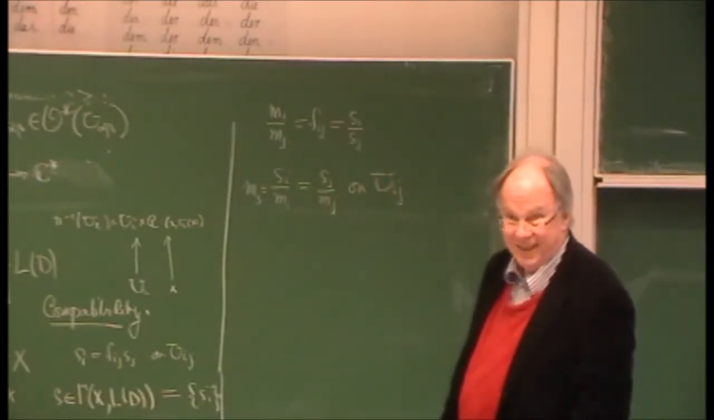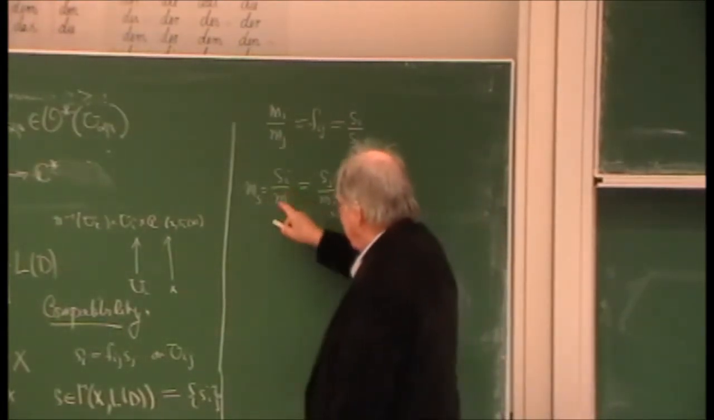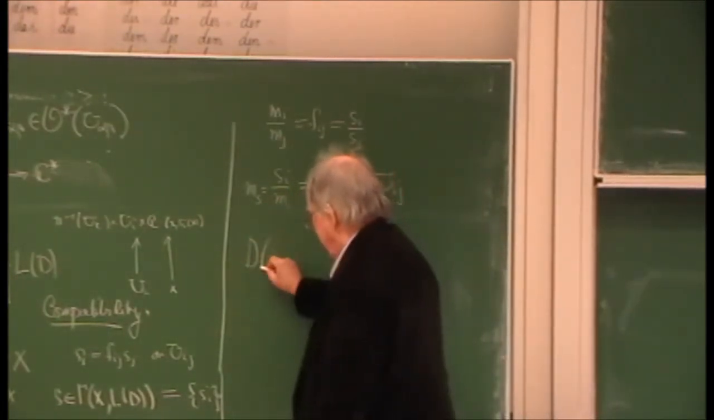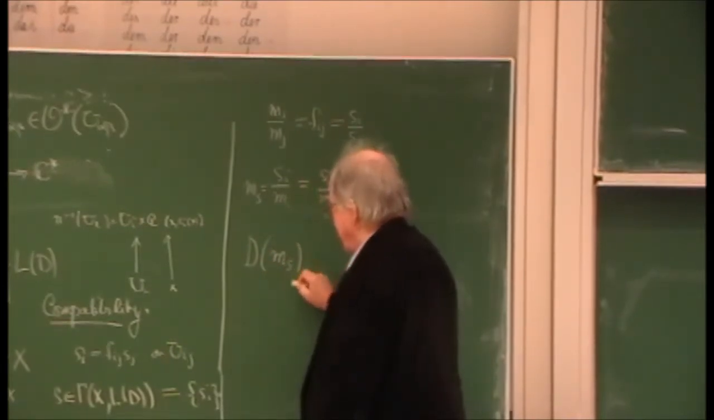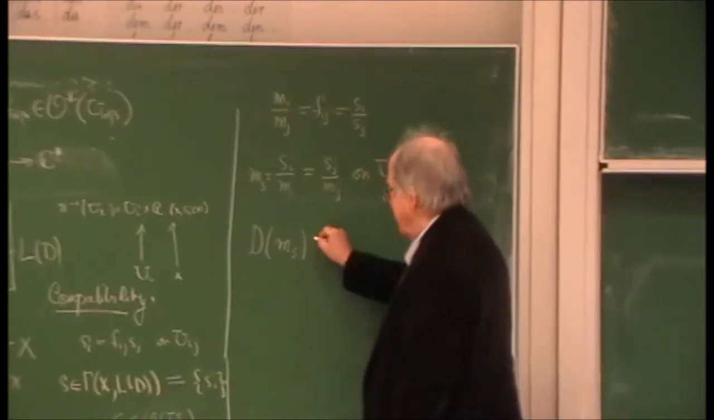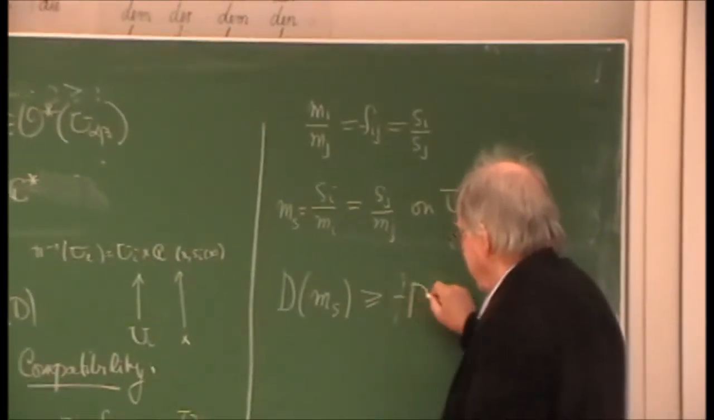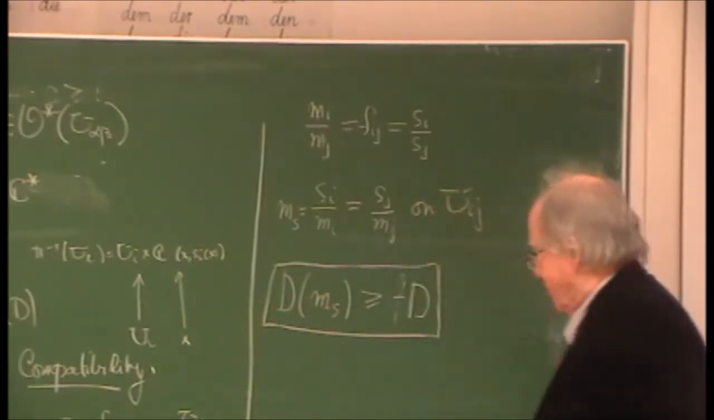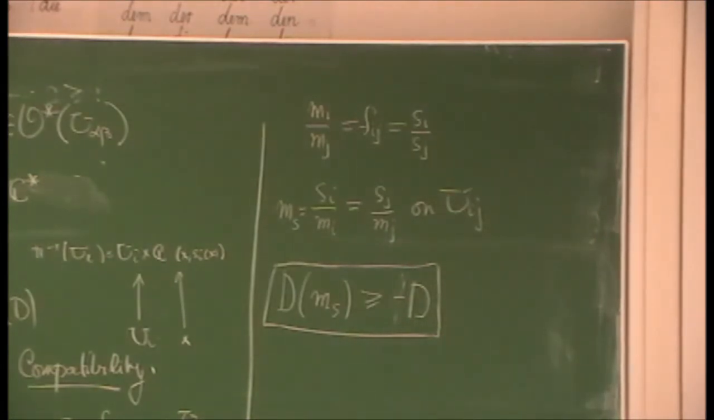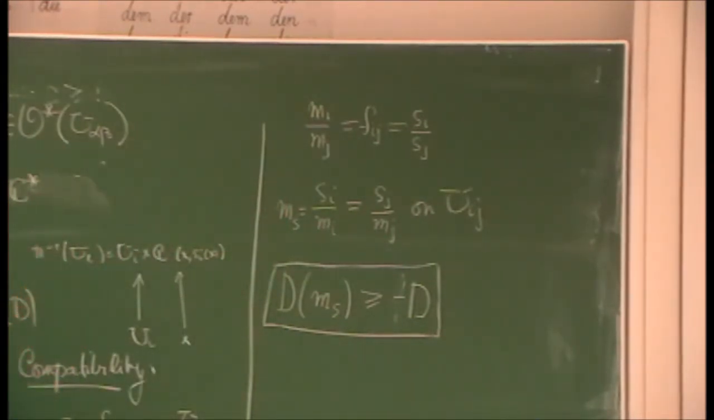That's interesting. So what are these sections? What are these functions? The divisor of m_s, and I'm going to write something, you're going to ask me, what the devil does that mean? The divisor of this m_s is bigger than or equal to minus D. It'll take us a minute to get through this. Let me write it first. Okay. This is just notation, but it's important notation.